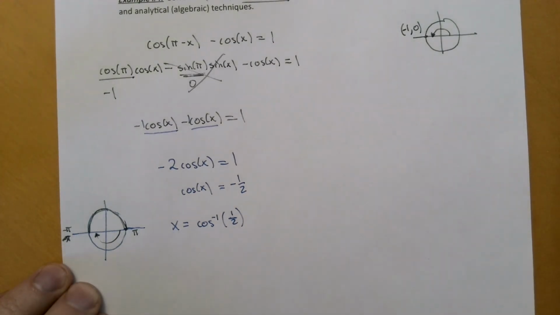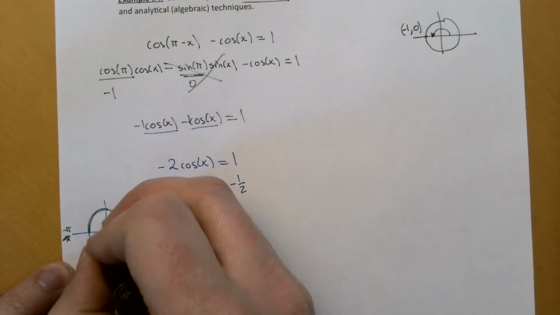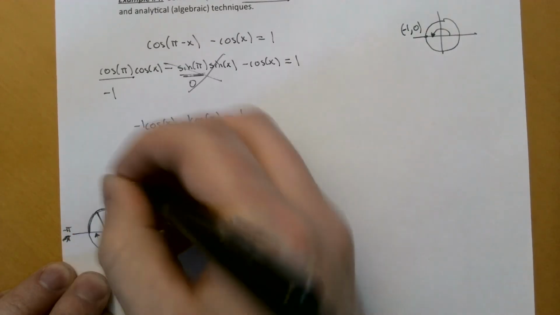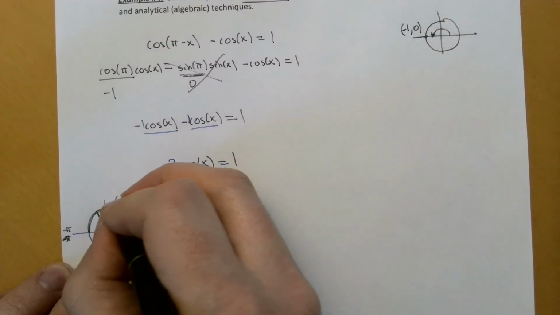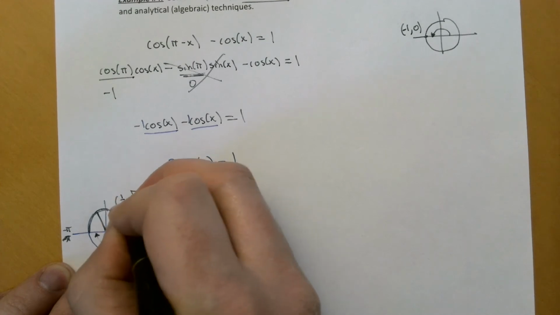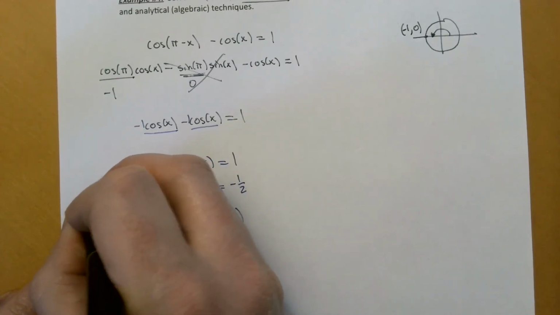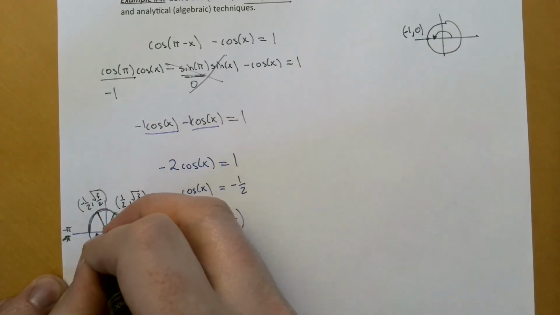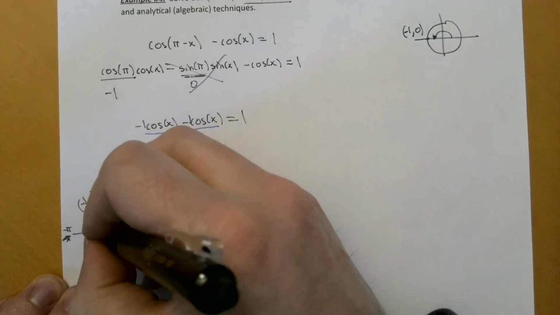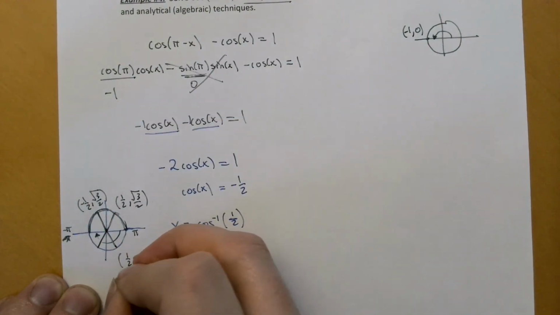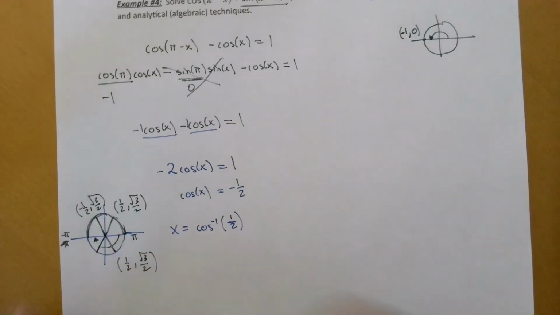And let's just figure out where's cosine a positive 1/2. So it's going to be here, and it's going to be here. So this is 1/2, root 3 over 2. Fail. This one is negative 1/2, root 3 over 2. So actually the other positive 1/2 one, nope, it's not there. It's here with a y value of square root 3 over 2.